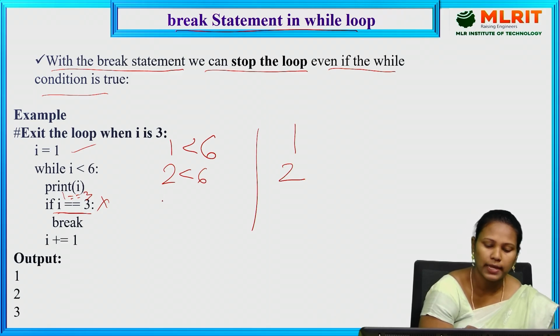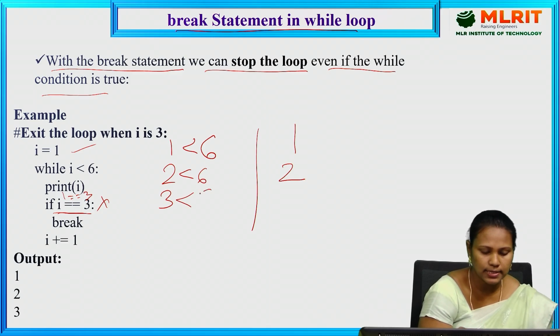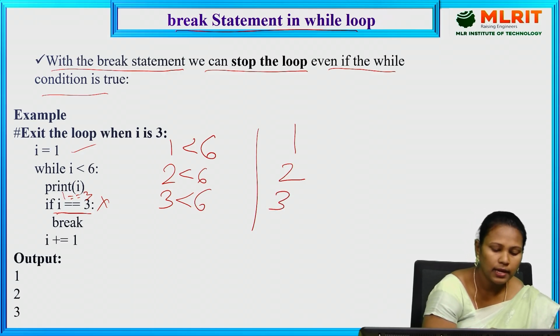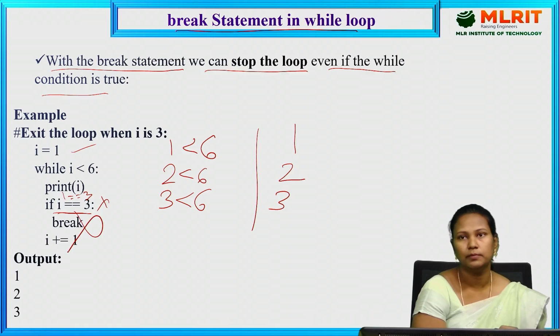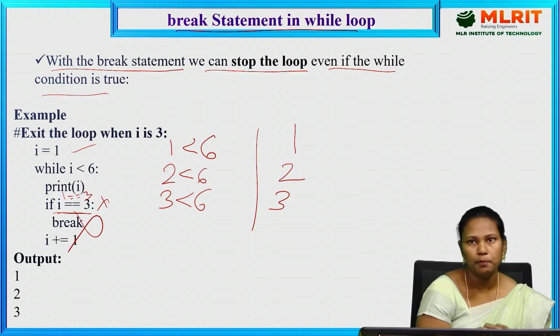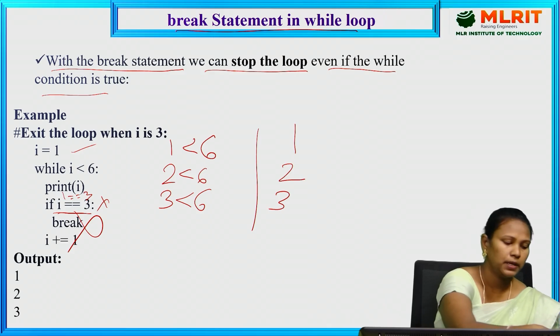So it goes to i incremented to 3, 3 less than 6. So it prints the 3 value. 3 equal to 3, which means it breaks. We are coming out of the entire program. That is the break statement.